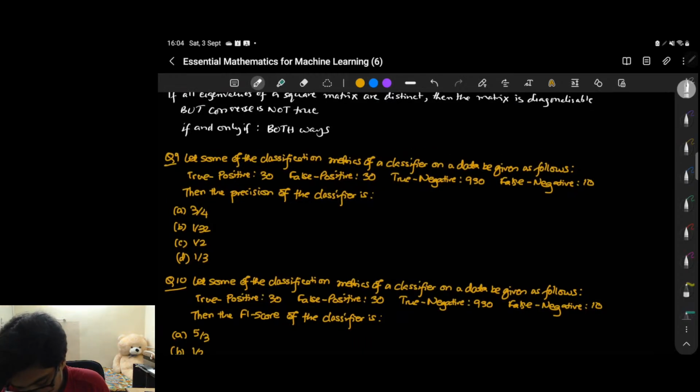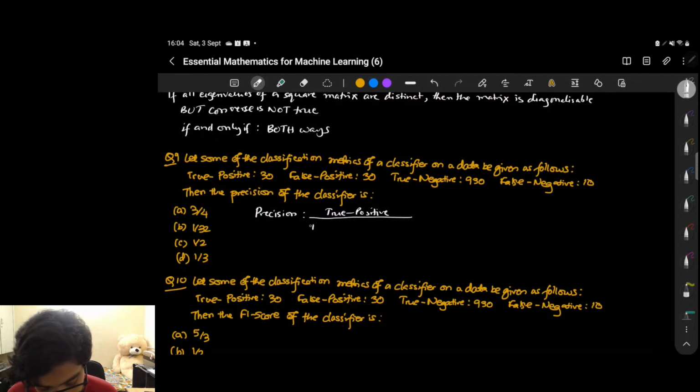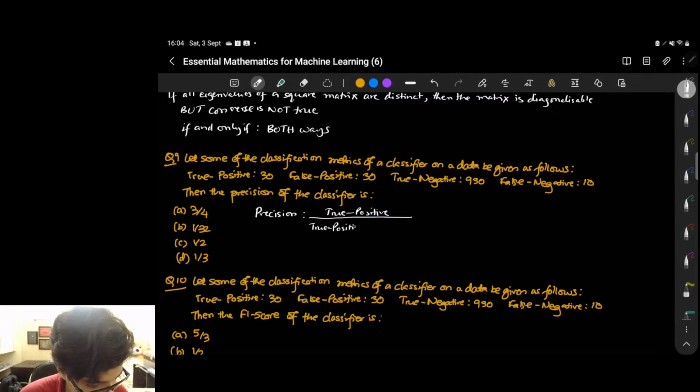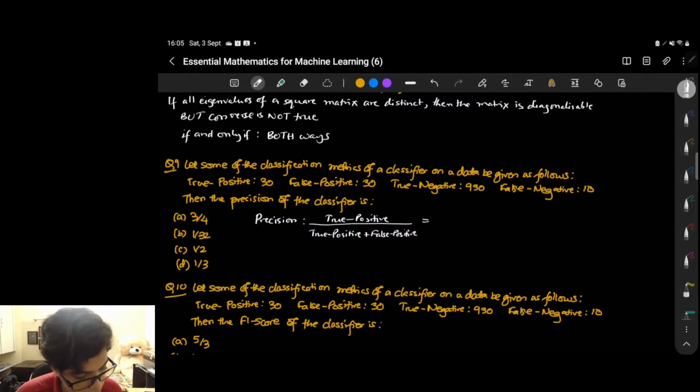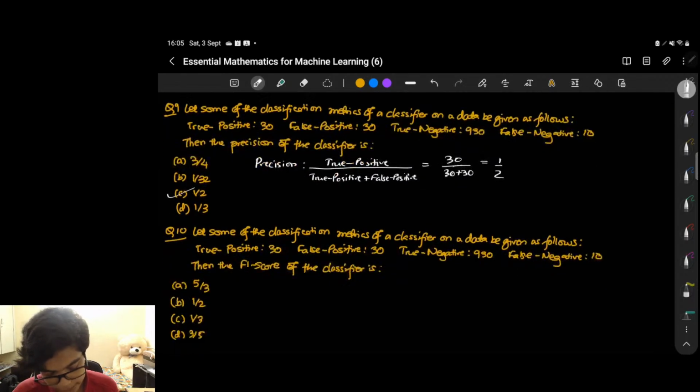Then we need to find out the precision. The formula for precision is true positive over true positive plus false positive. So this is 30 over 30 plus 30, that's equal to 1 over 2. So the correct option is C.